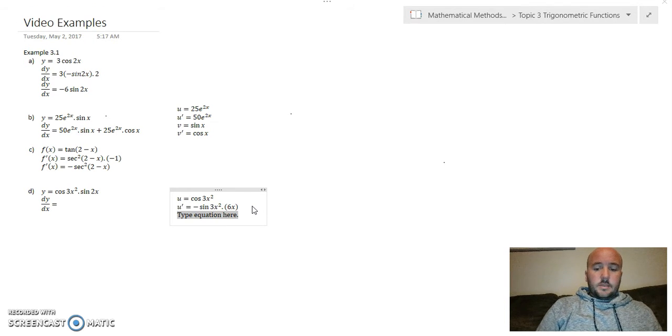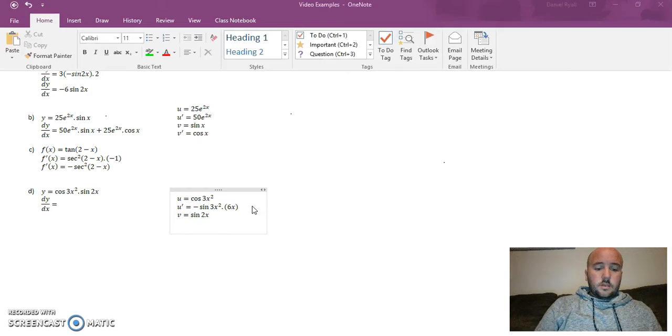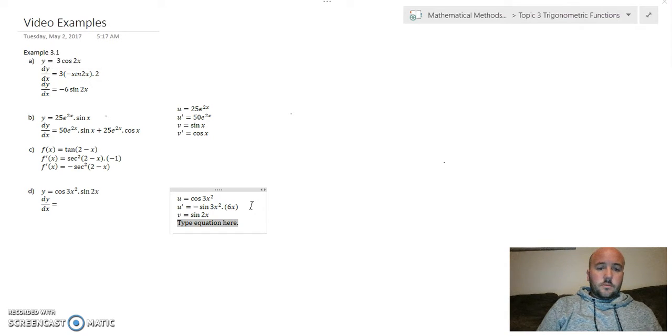The second term of v would equal sine of 2x, and then the derivative of that, v dashed, is going to be derivative of sine is cosine of the function 2x, and we're going to multiply that by the 2.